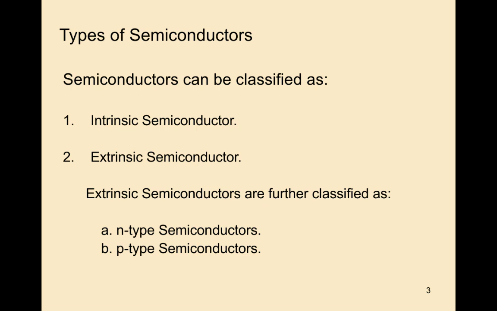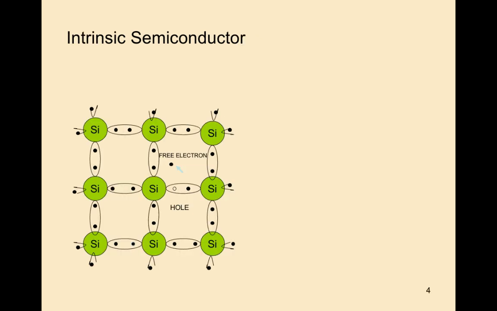So these extrinsic semiconductors are classified based upon the impurity added. Based upon the impurity added, these extrinsic semiconductors are classified into two types: N-type semiconductor and P-type semiconductor. Here impurities are nothing but the pentavalent or trivalent atoms. When we add pentavalent atoms to the pure semiconductor, you will get N-type semiconductor. When we add trivalent atoms to the pure semiconductor, we get P-type semiconductor.